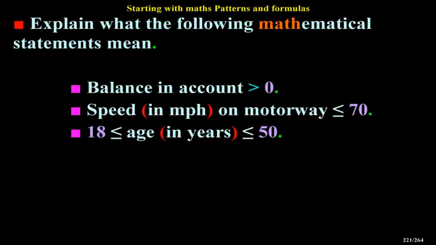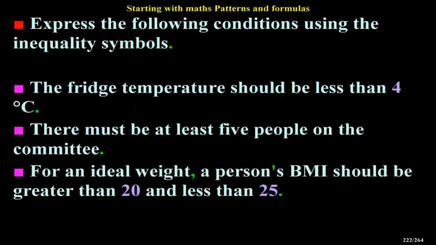Explain what the following mathematical statements mean. Balance in account: 0. Speed in mph on motorway: 70. Age in years: 18, 50.